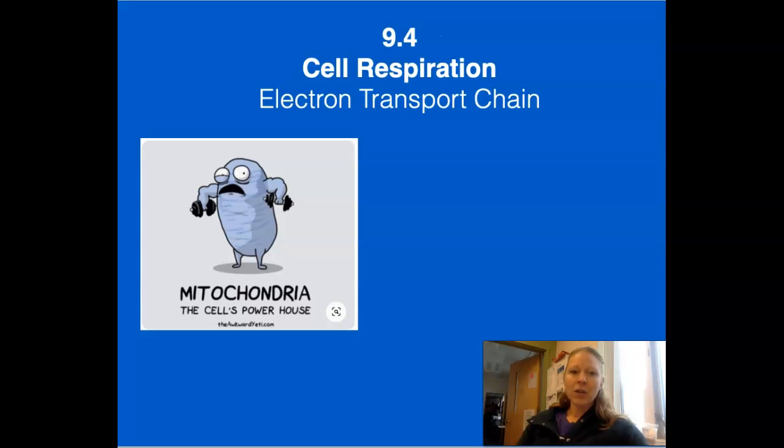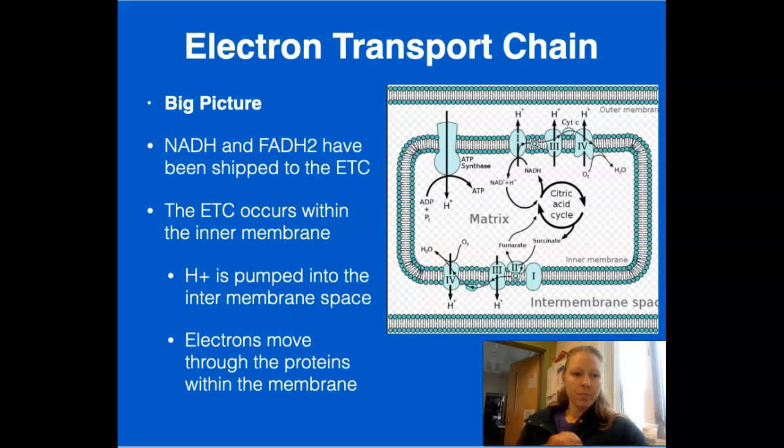Hey you guys, here we are talking about the electron transport chain, or 9.4. So let's first of all get a big picture. This is our mitochondria. So this is going to be the outer membrane, which fades out, and then this is going to be our inner membrane right here.